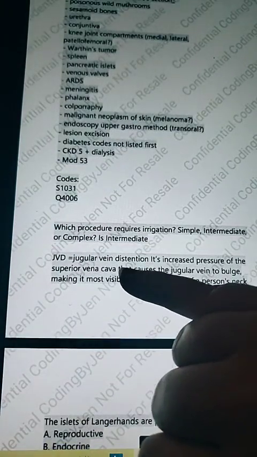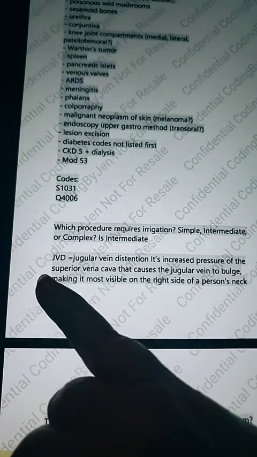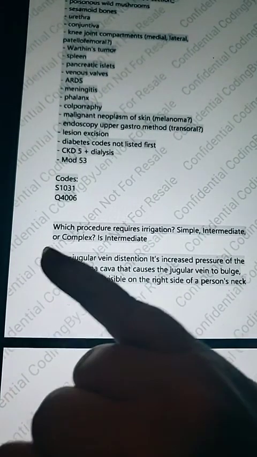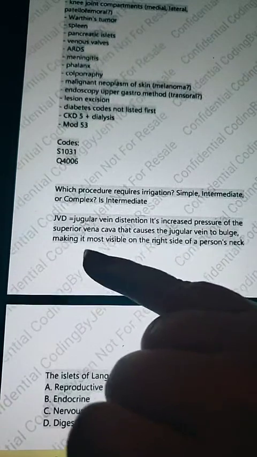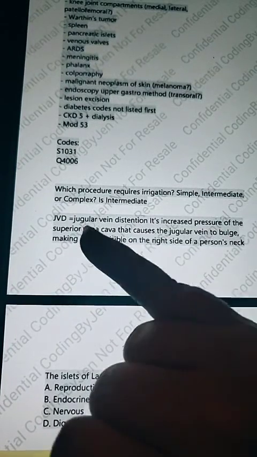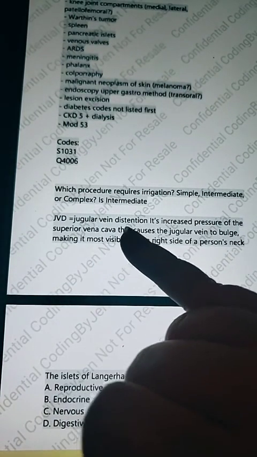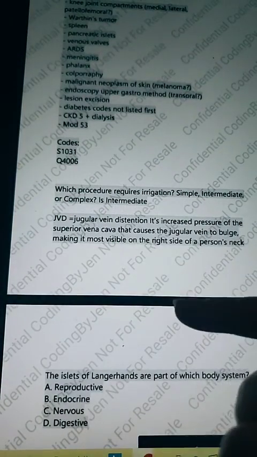JVD is jugular vein distension. Don't forget the very back of your CPT book, the cover of your CPT book. If you flip open that cover, on the inside is a list of abbreviations. JVD is not there. It's in alphabetical order too, so you can write that in somewhere on that back page. That way you have it. Some of the definitions there in the back cover have two definitions and only a baby little comma separates them. So if it's not the first words, then it might be the second set of words, but it's very hard to see because it's such tiny print.